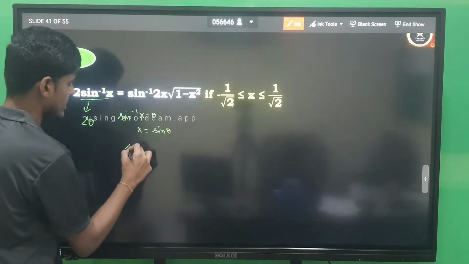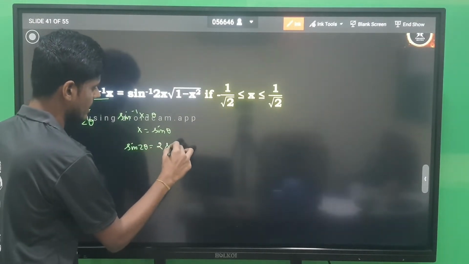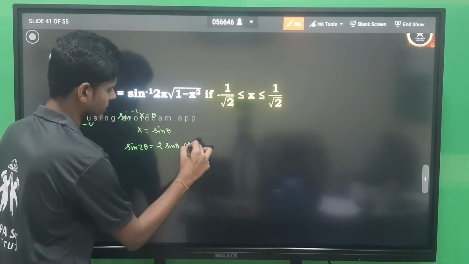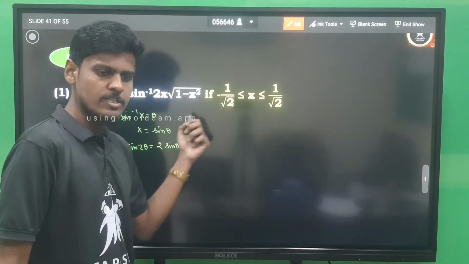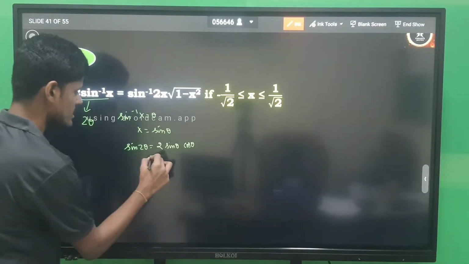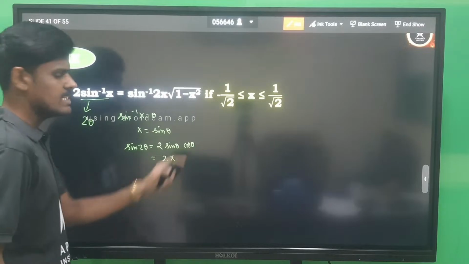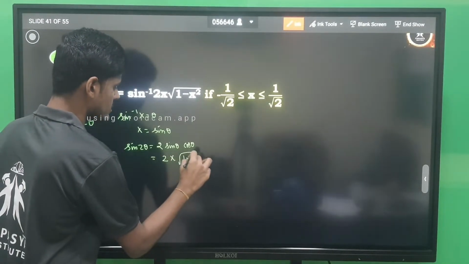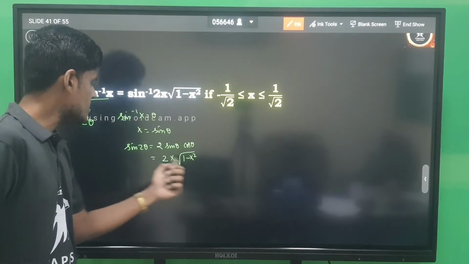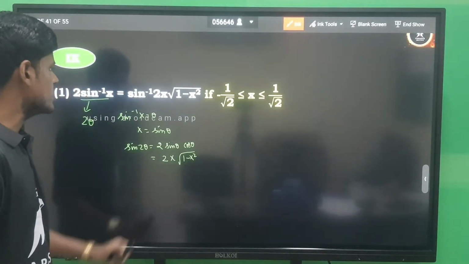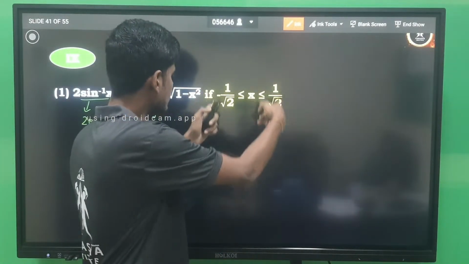What is sin 2 theta? Sin 2 theta is equal to 2 times sin theta cos theta. We already know the trigonometric formulas. So sin 2 theta is 2 sin theta cos theta. This is equal to 2, sin theta is x, what is cos theta? Root of 1 minus x square. So 2 theta is actually sin inverse of 2x into root of 1 minus x square. That is what we got. This is possible in this given interval.